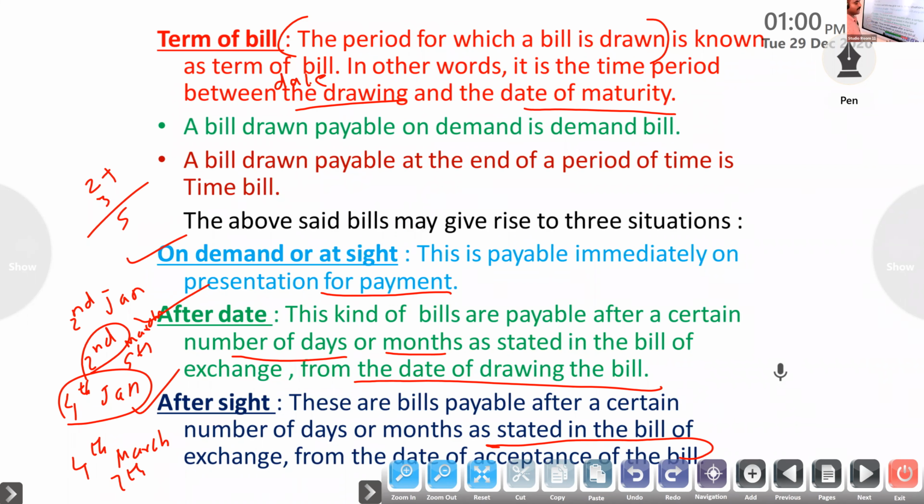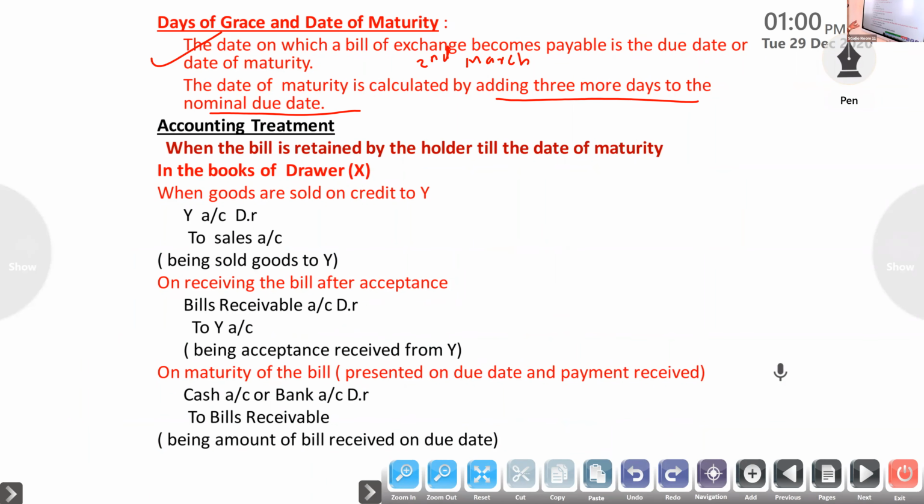The date of maturity is calculated by adding 3 more days to the nominal due date. So we will do some calculation, then only you will start the problem. The theory related to bill of exchange is over. I will give some problems calculating the date of maturity, then we will start the main problem. It is very easy. Attend the class. Okay, thank you.